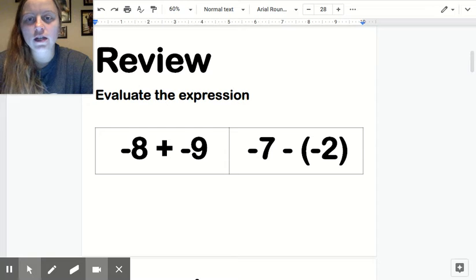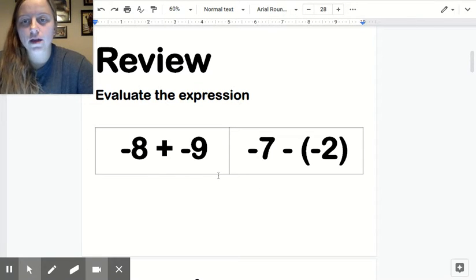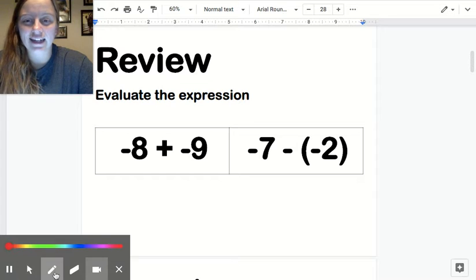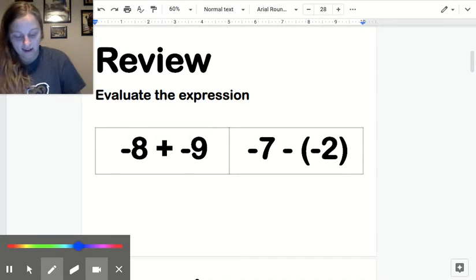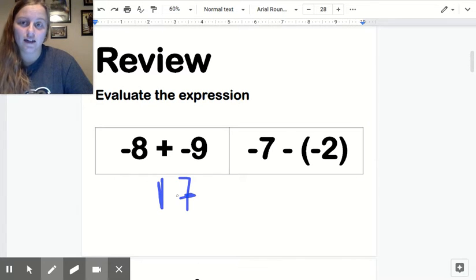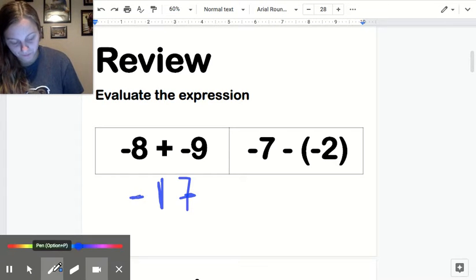Okay. So here's our review. Evaluate the expression below. This was from chapter 1. This was what you did for your warm-up. We have -8 plus -9. Remember, same signs, add and keep. These guys have the same signs, so I added them together. 8 and 9 create 17, and I keep the sign. So they're both negative, so my answer is negative as well.